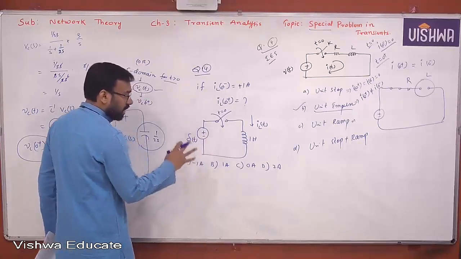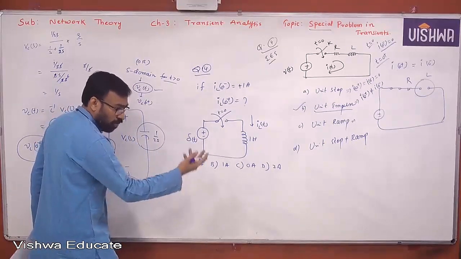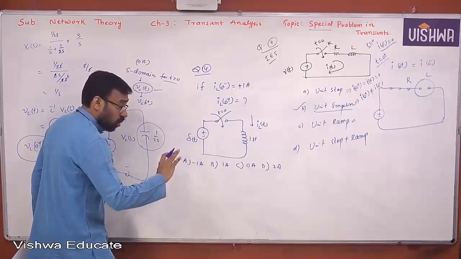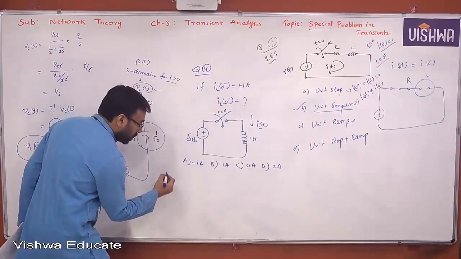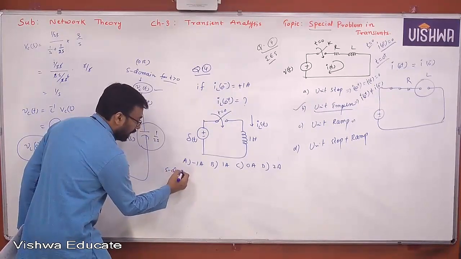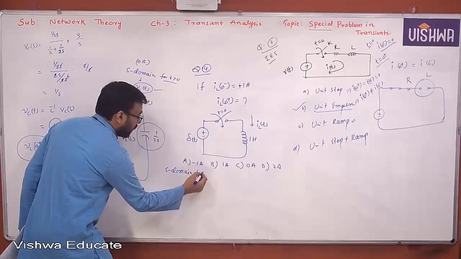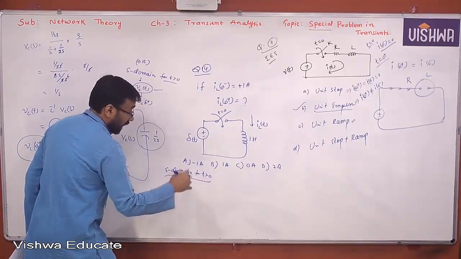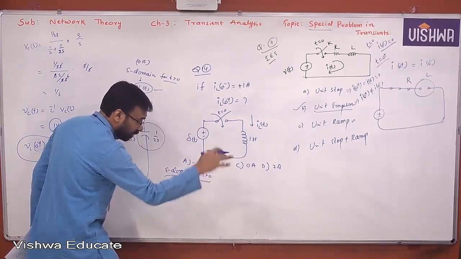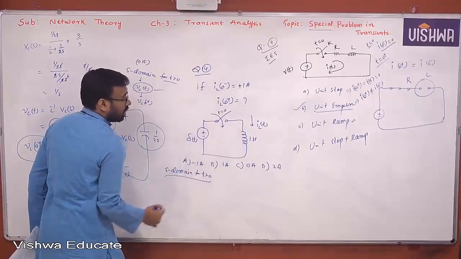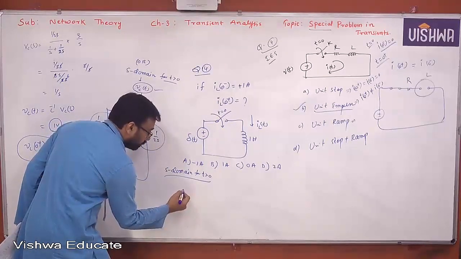Now in this case, definitely, you have to go for the S-domain approach. There is no other opportunity here. So what is that S-domain? S-domain for t greater than 0. If you find IL of S, then IL of t, and then substitute t equal to 0, that is nothing but IL of 0 plus. So what do you get here?